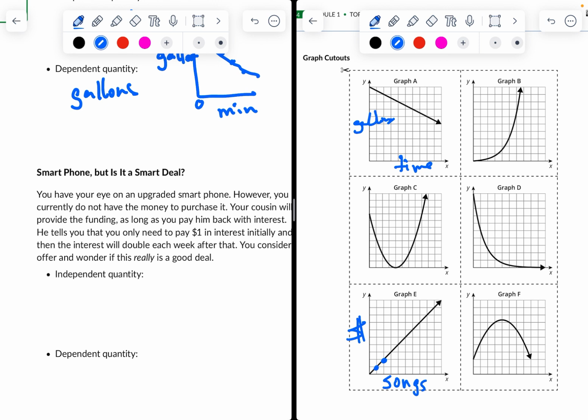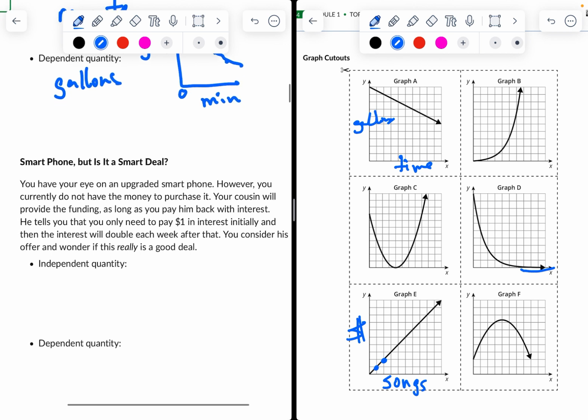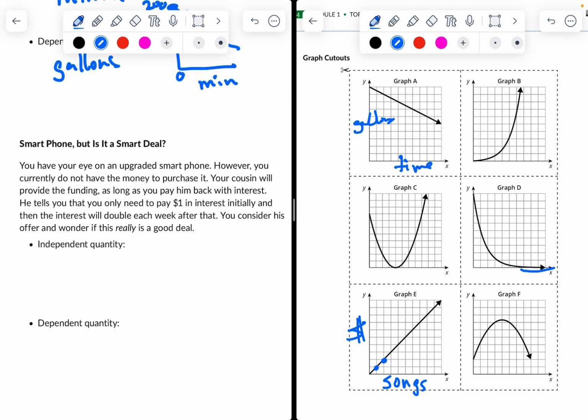In graph B, it looks like it's going up gradually and it keeps going on forever. In graph C, we're going to go down and then we're going to go up. Graph D, we're going down gradually. And in graph F, we're going up and then coming back down. So think about what's happening in each of these scenarios, and we're going to think about what's being measured.